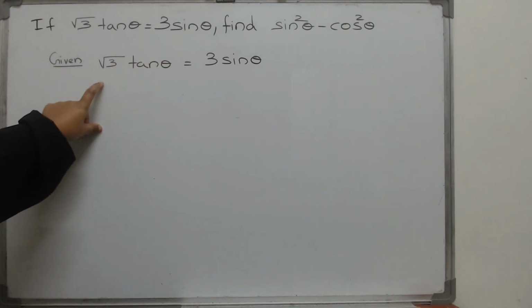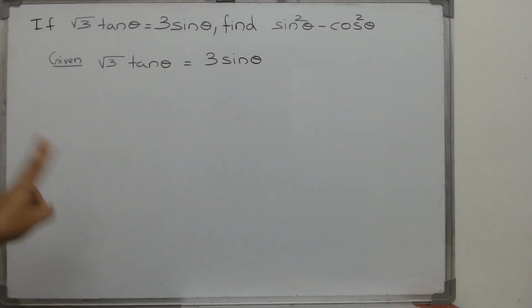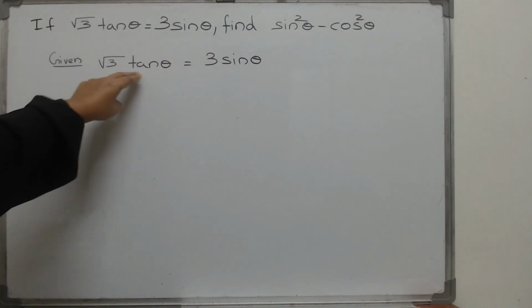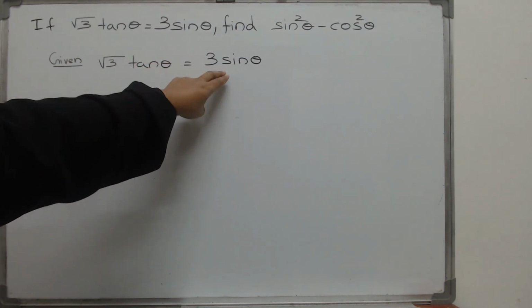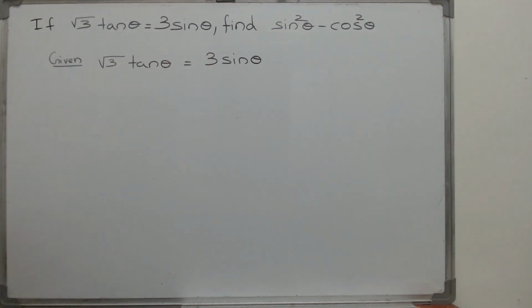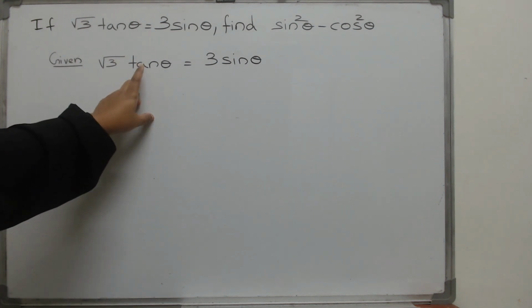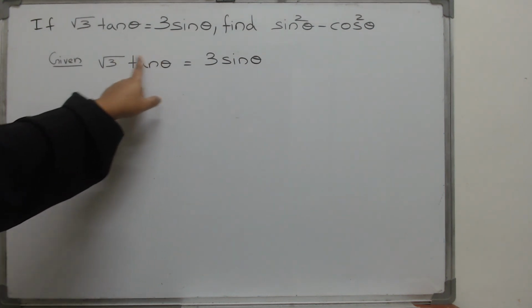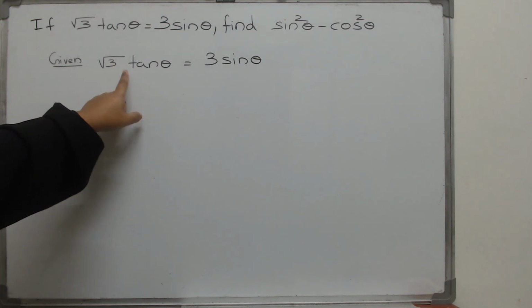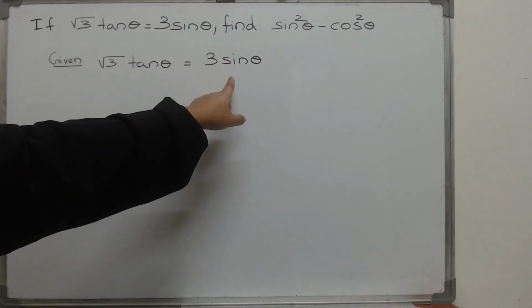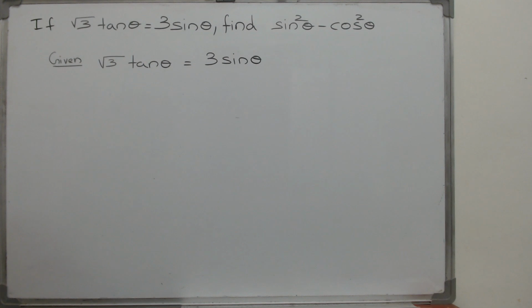Now, what is the problem here? We have two different trigonometric functions here, tan theta and sine theta. And how are they related? We know that tan theta has a sine theta in its numerator, which means these two can get cancelled. Shall we start answering the question?